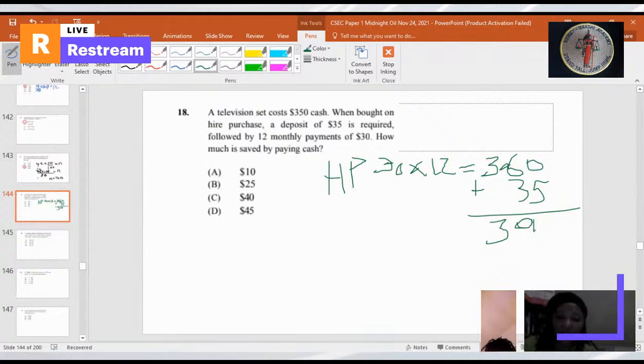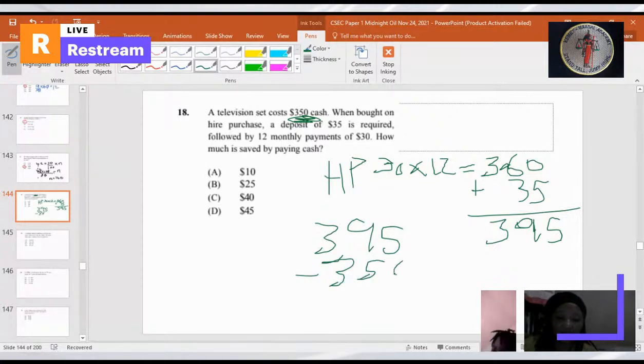And the cash price was what? It was $350. So how much would we have saved by paying cash? So that is the 395 minus 350. That's going to give what? $45. Correct. So we would have saved $45.